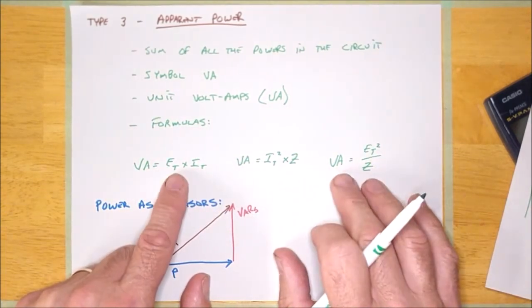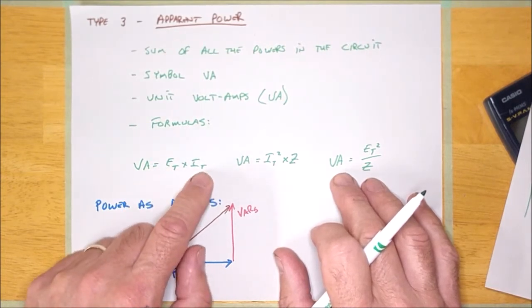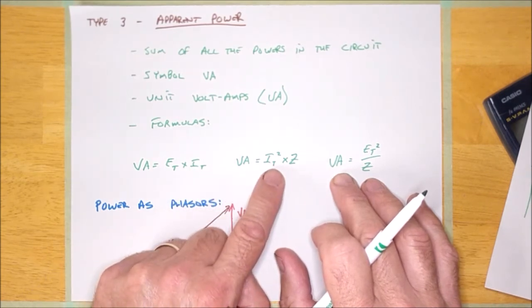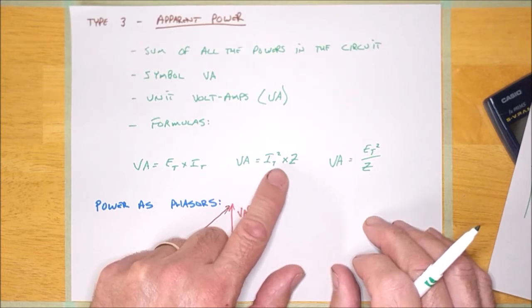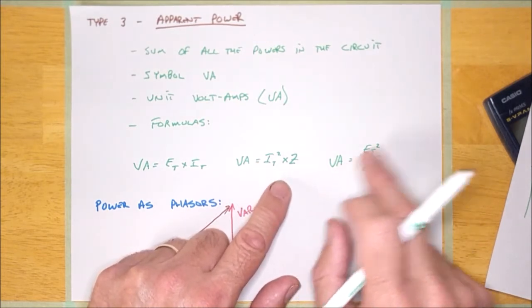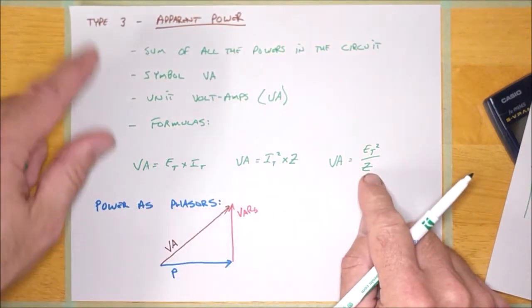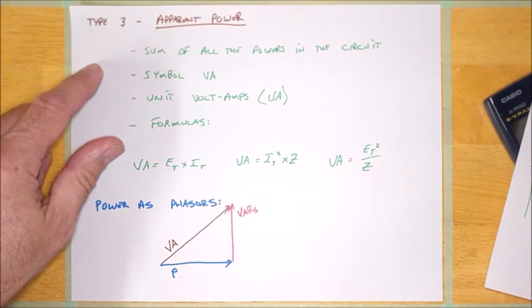Same formulas again, okay? The VA is going to be the total circuit voltage times the total circuit current. All right, guys? And it's also going to be the total current squared times the impedance of the circuit, I total squared Z, okay? And it's also going to be the total voltage squared over the impedance of the circuit. Now, just for fun here, what do those phasors look like? Well, I've drawn them here for you, okay?